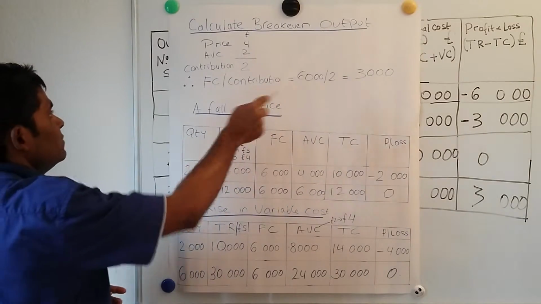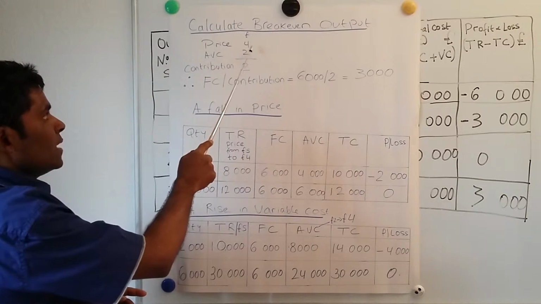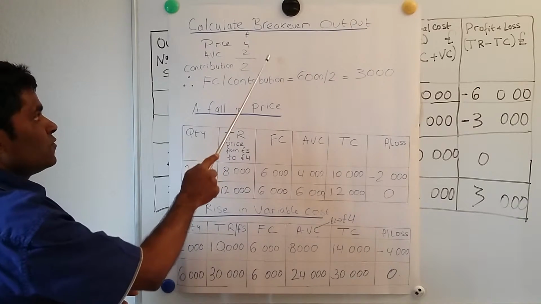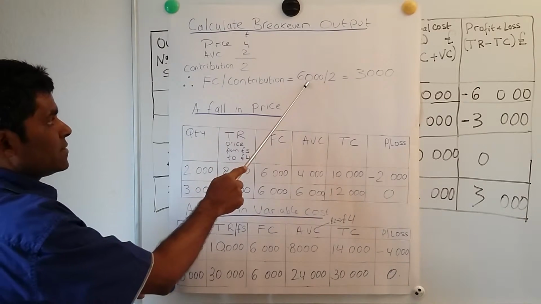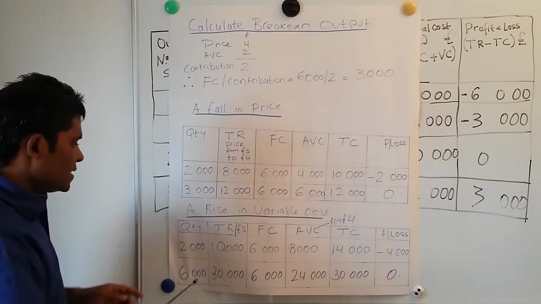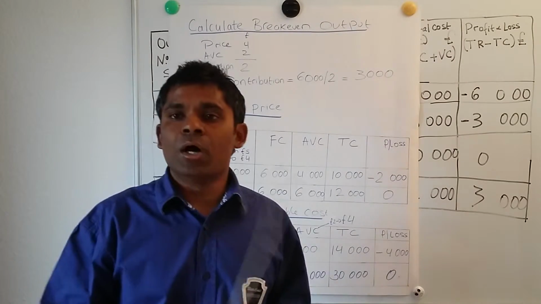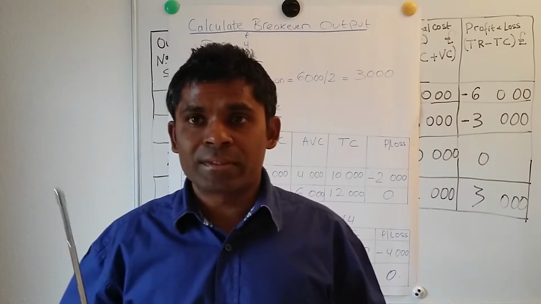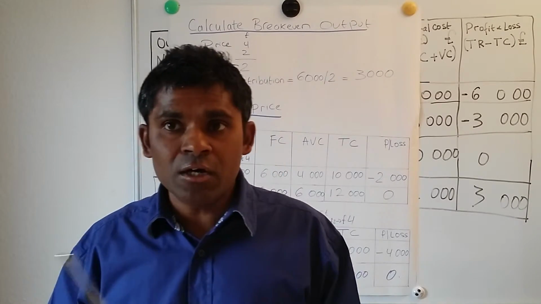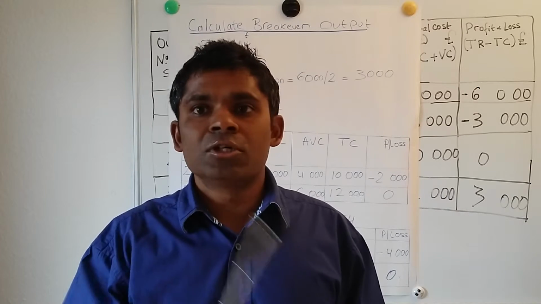You can use the same calculation given here. Price is 5, AVC has moved from 2 to 4, which is 5 minus 4, 1. Fixed cost 6,000. 6,000 divided by 1 will give you 6,000, and 6,000 is now your new level of output at which you are going to break even. So in short, if there is a rise or a fall in your AVC or in total cost, you have to recalculate at which level of output you are going to break even.